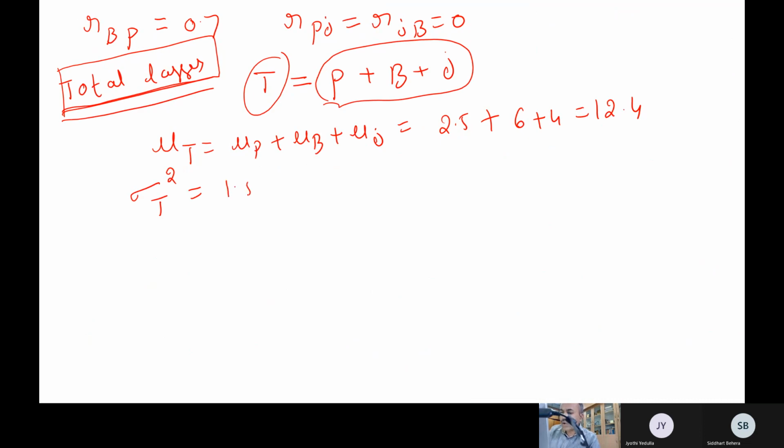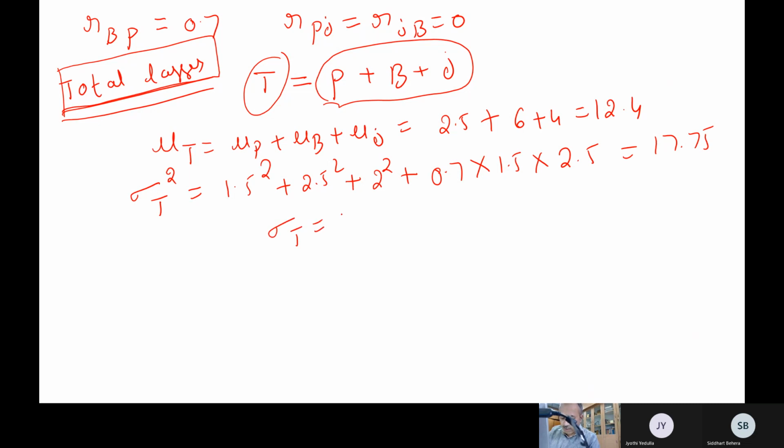Okay. So this turns out to be 1.5 square plus 2.5 square plus 2 square plus 0.7, which is the correlation, multiplied by 1.5 into 2.5. So finally it turns out to be some 17.75 million. So for the total loss, you can find it out by the square root of this quantity itself. Okay. So this is how the total losses you can find out, this type of problems basically.